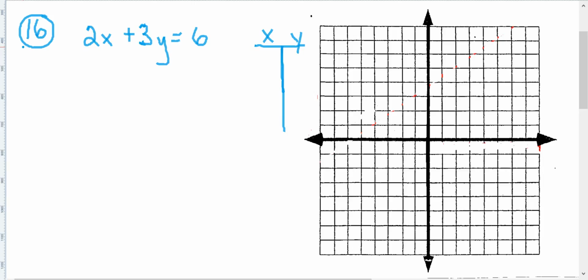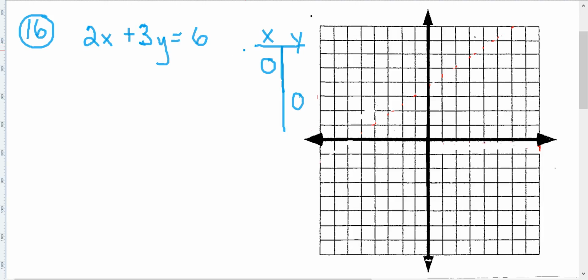Okay, how about number 16? 2x plus 3y equals 6. And again, as I analyze this problem, the x and the y are on the same side of the equal sign. So I'm going to do the intercepts. I'm going to plot the intercepts to graph this. So that means when x is 0, what would y be? When y is 0, what is x going to be?